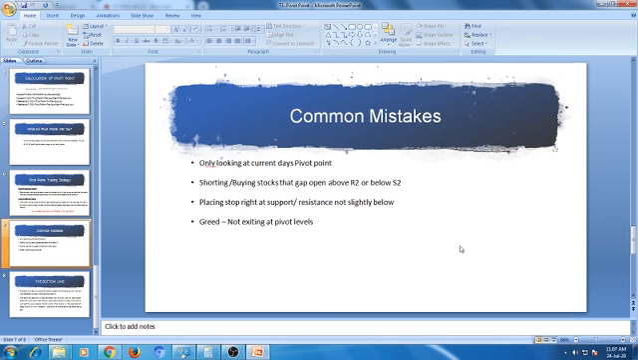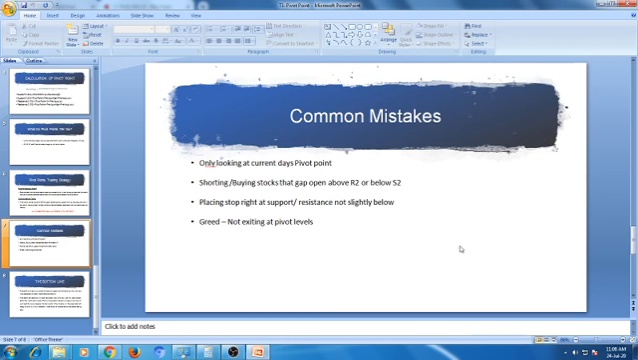So what are the common mistakes traders make while using pivot points? The first one is looking only at the current day's pivot. As I told you, when you change to a larger time frame, pivot points and associated supports and resistances will change. So when you are trading intraday, you should always look at the higher time frame to see where the pivot point and supports and resistances are.